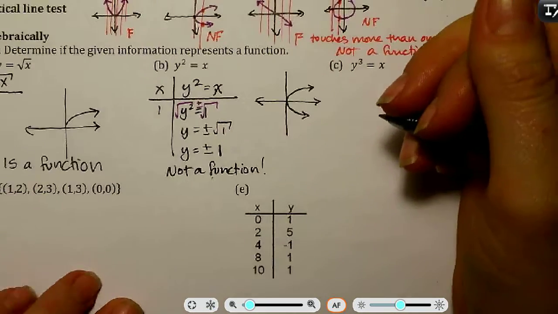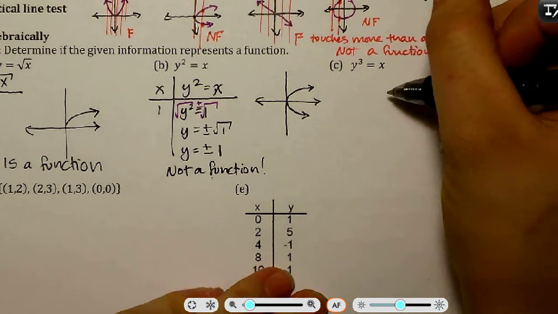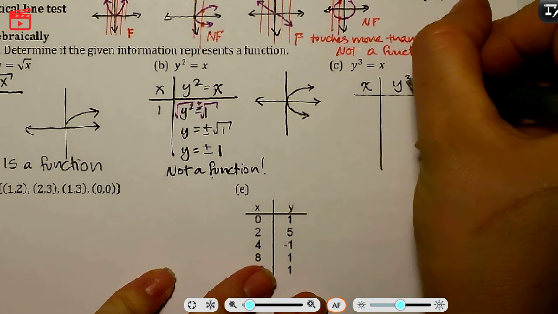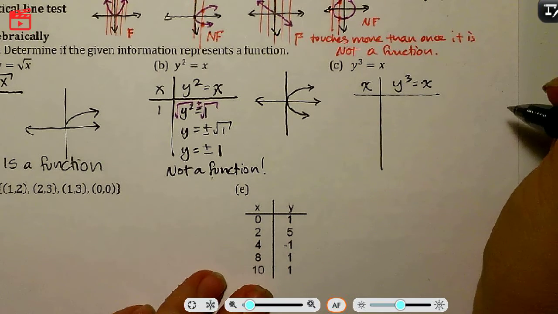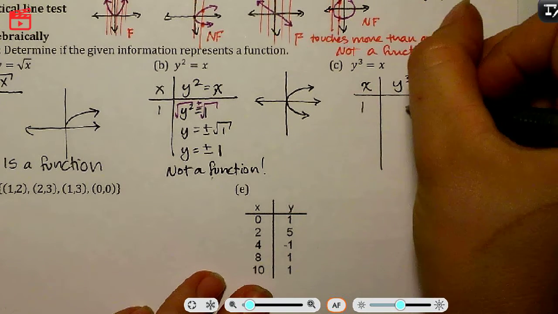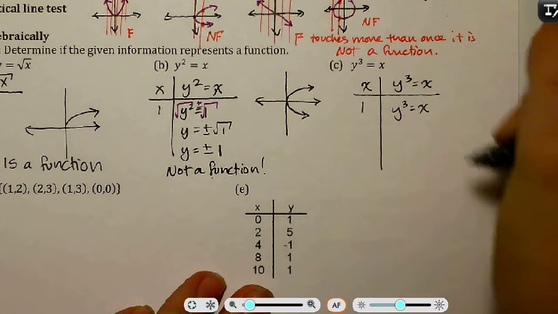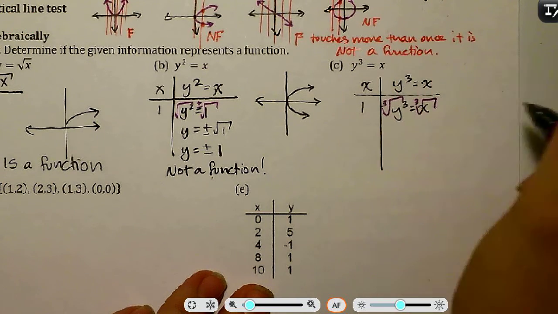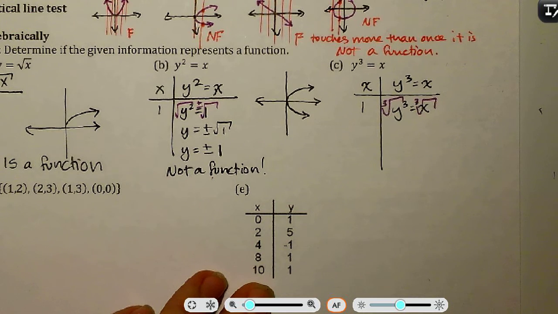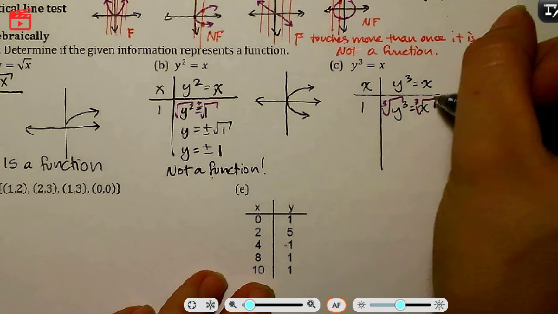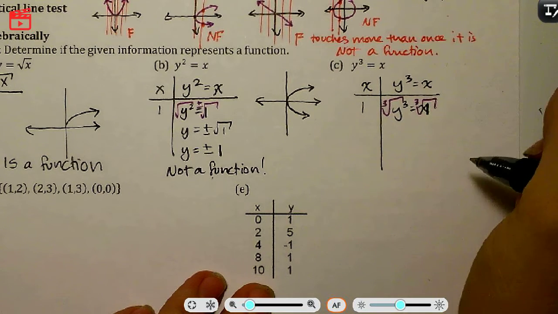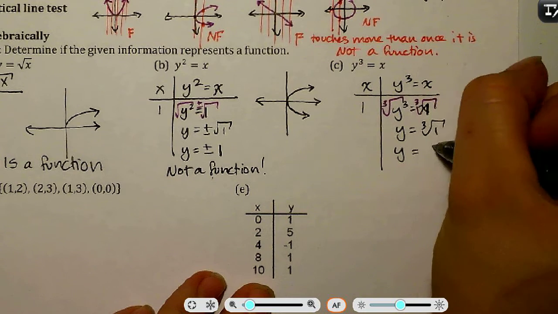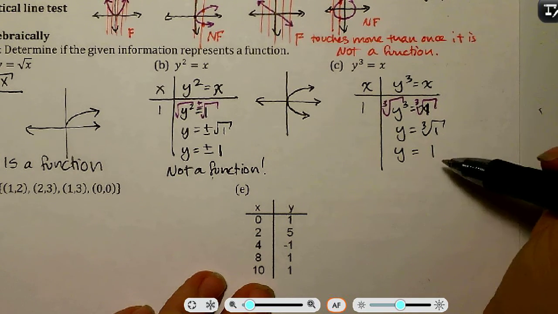Let's try y cubed equals x to see if this is a function. All right, let's pick 1 and see what happens. So y cubed equals x. Take the cube root of both sides. Interesting. Now remember, when we do the cube root, we don't have to do the plus or minus sign. Oh, that's supposed to be a 1, sorry. So y equals the cube root of 1, which is 1. So there's only one value.